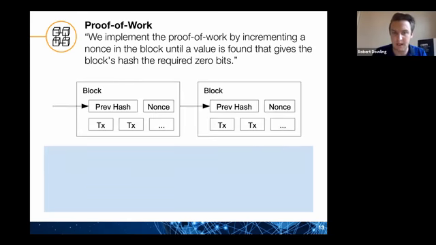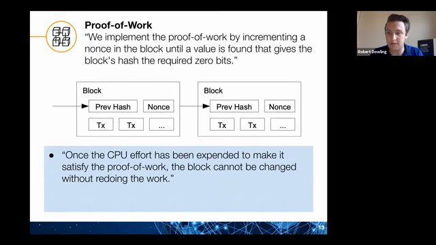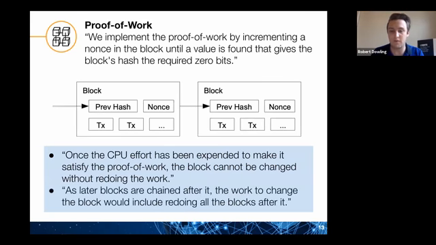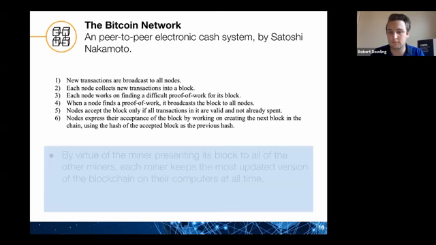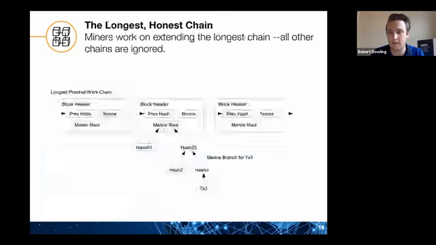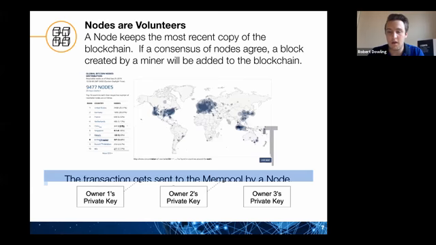So what does this all mean? Well, once the solution to that problem, the proof of work, is done, it is presented to the rest of the network. So it's presented to the rest of the network. The nodes include this new block in their copy of the blockchain, and then all of the other miners signal their approval of that block by building the next block on top of it.